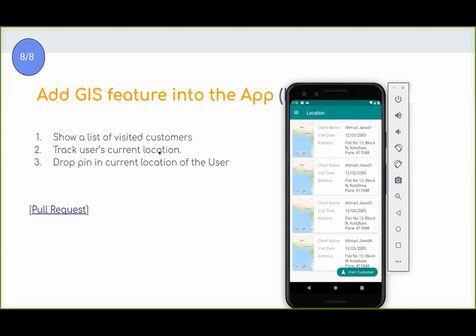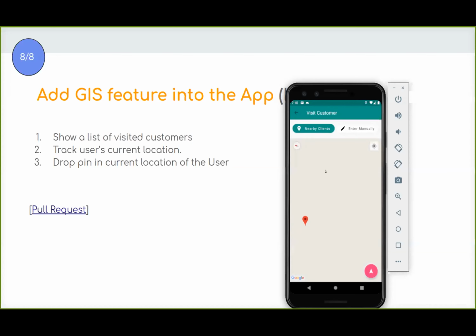Then we track the user's current location. When you see visit customer on this page, we are showing the nearby clients. I'm planning to show 5 or 6 clients who are near to the field officer, which he can visit. When he clicks on that, the customer's office name will be here, and when he clicks like that, we can show the routes. It is pending, I will do that.